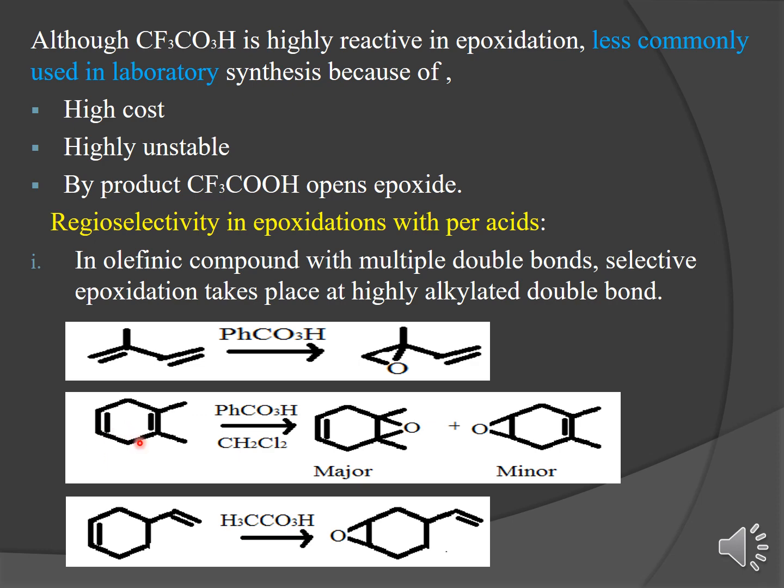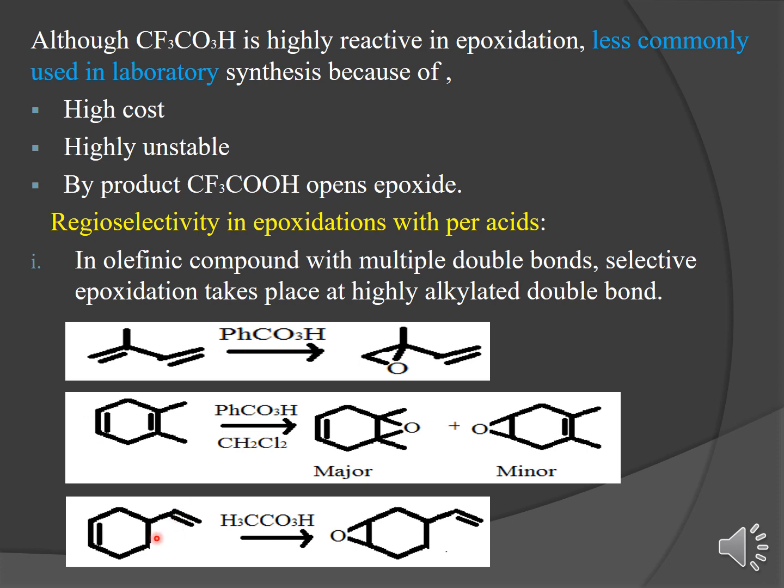Then moving on to the next reaction, here we are taking a diene compound and treating it with the peracid in the presence of dichloromethane, and there is a two-product formation. It can take place either at the highly substituted alkene or at the less substituted alkene. In the first product you get the major one, which is the highly substituted, and the minor one will be the least substituted, that is, this alkene will get affected.